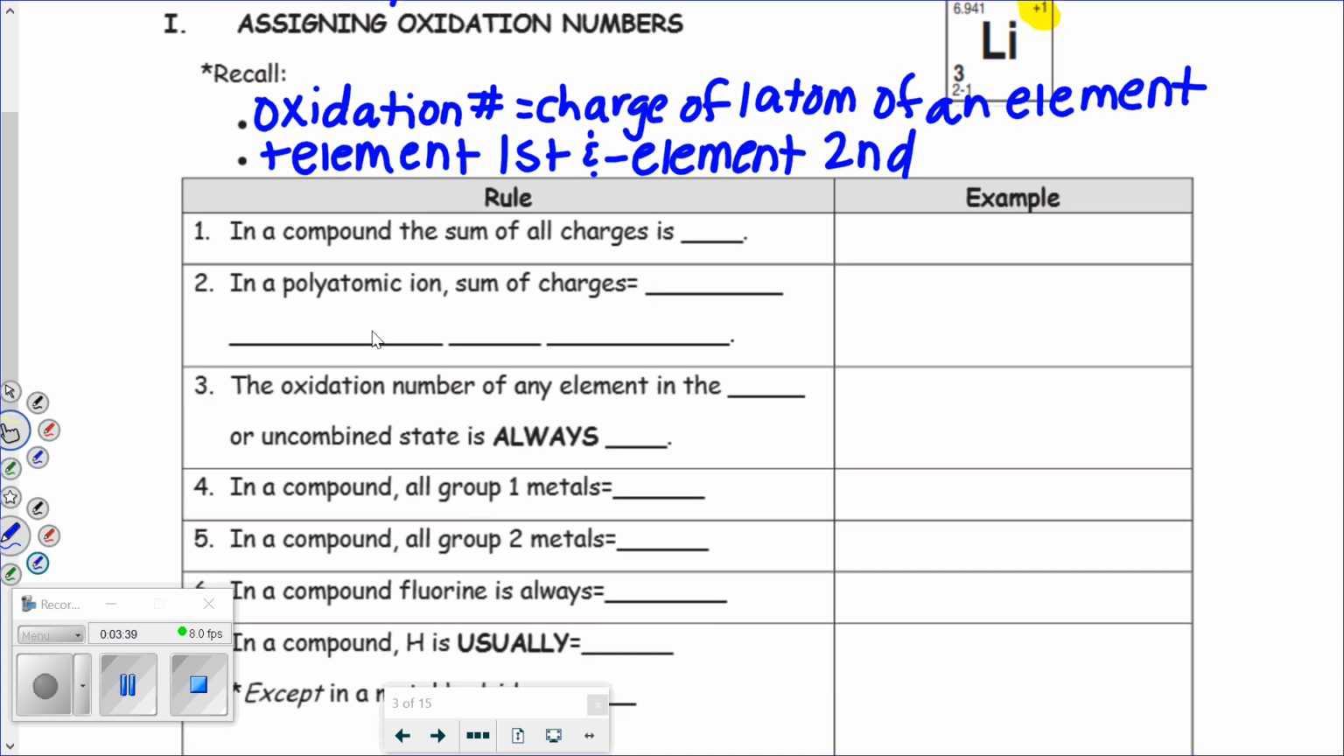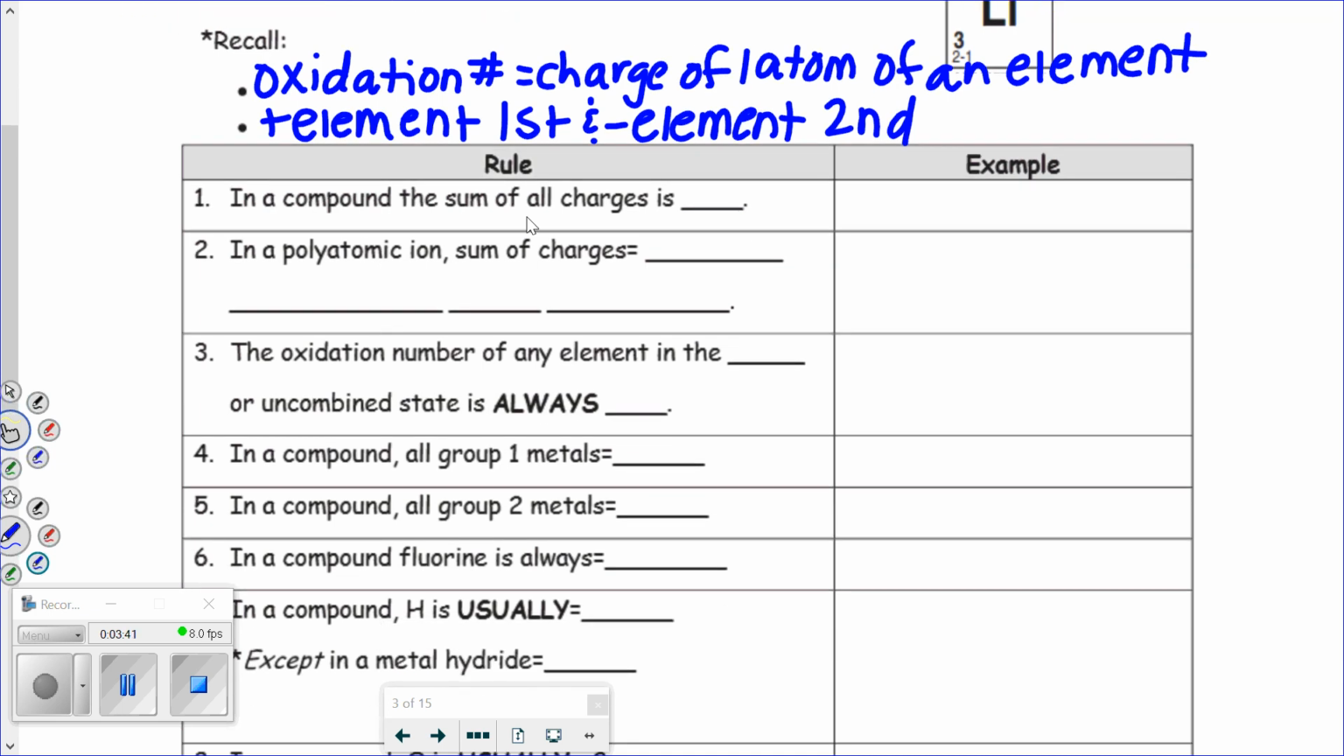Now we're going to go through a couple of rules about assigning oxidation numbers. Some are more important than others. I'll point those out as we go. Always check the oxidation numbers on your periodic table. That's going to be the most helpful. So please have that out in front of you.